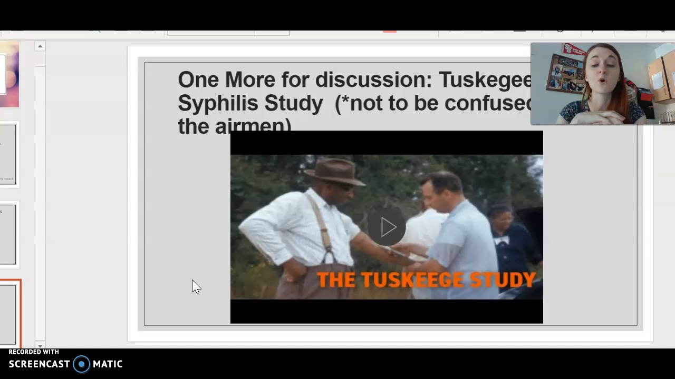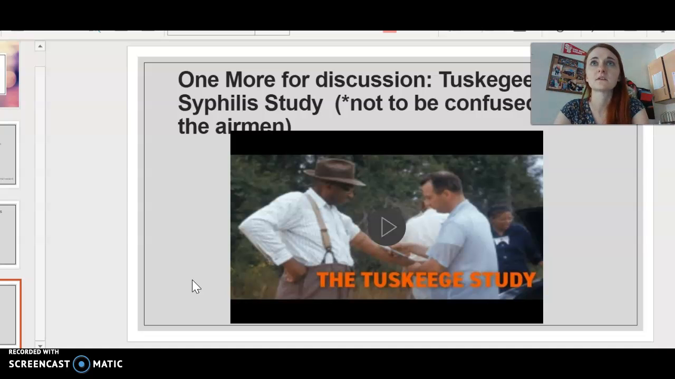More horrifying even is that by the 1940s, we knew that penicillin without a doubt could cure syphilis. So these people died unnecessarily. We could have saved them. They did not treat them with what we knew would solve the problems. It wasn't until 1972 that it ended.